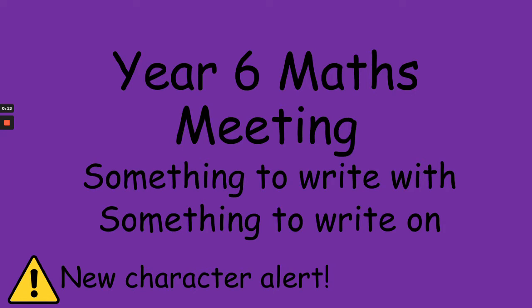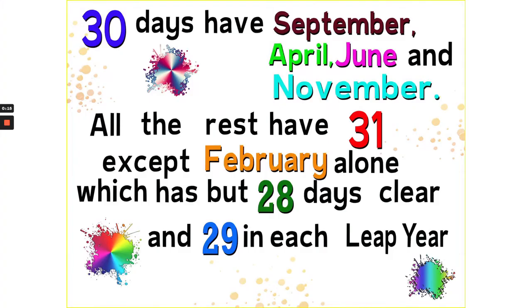He's coming up again. We're going to kick off today with revising how many days there are in each month. We're going to do this together. Off we go. 30 days have September, April, June, and November. All the rest have 31, except February alone, which has but 28 days clear and 29 in each leap year.